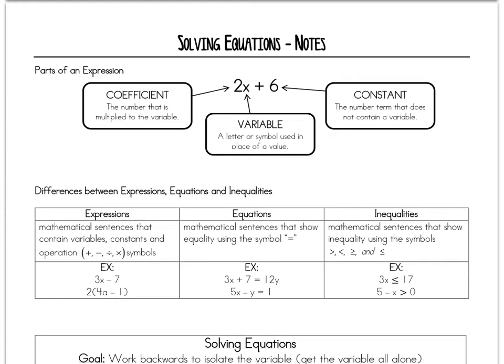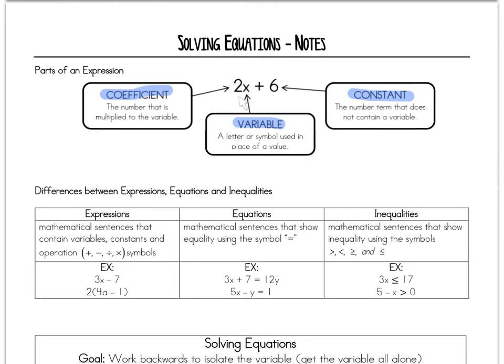Before we even talk about equations, let's talk about expressions, things that do not contain an equal sign like an equation does. So in an expression, we have what is called the coefficient, the variable, and the constant. Let's start with the variable. The variable is a letter or symbol. A lot of the times it's x. So in this case, x is our variable.